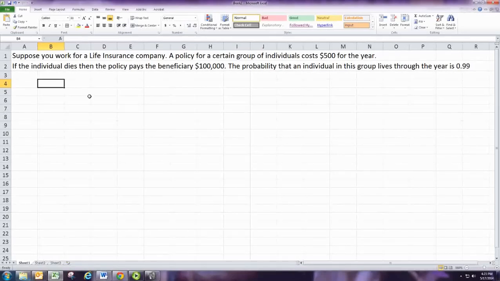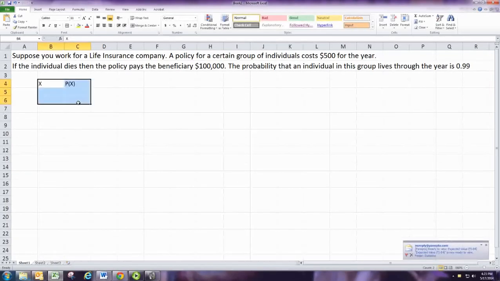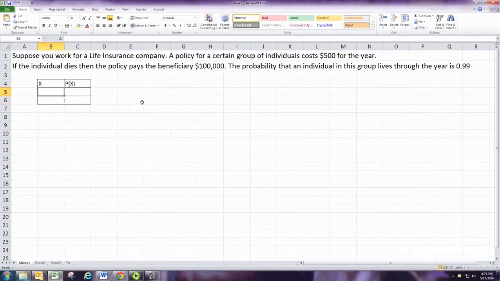The probability that an individual in this group lives through the year is 0.99. First, we'll create a probability distribution. In the first column, we'll put the values for the random variable, and in the second column, the probabilities associated with those. Since there are two events, there will be two rows in the table. One event is that the individual lives, and the next is that they die.